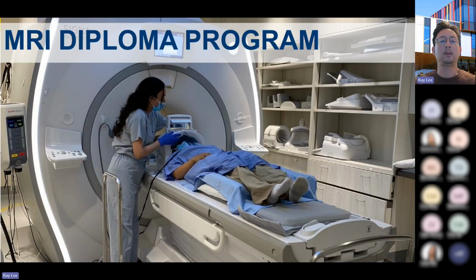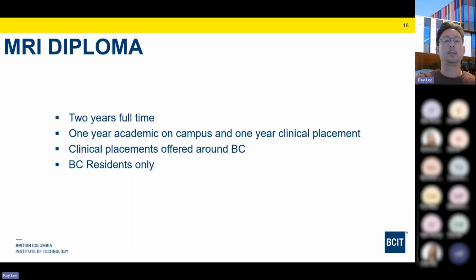Okay, so that covers the MRI Advanced Certificate program. We're going to jump into the MRI Diploma program, which is the 2-year full-time on-campus program. It is open to high school graduates. So this is the program that requires no imaging modality, no healthcare background.